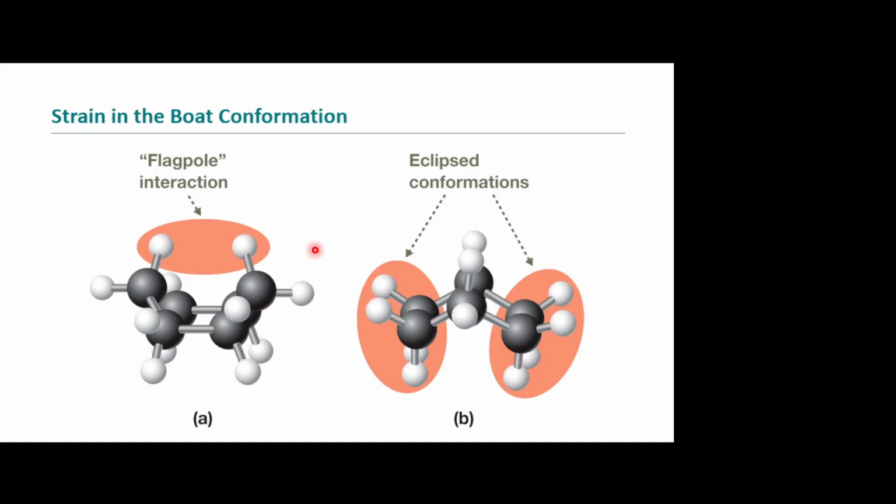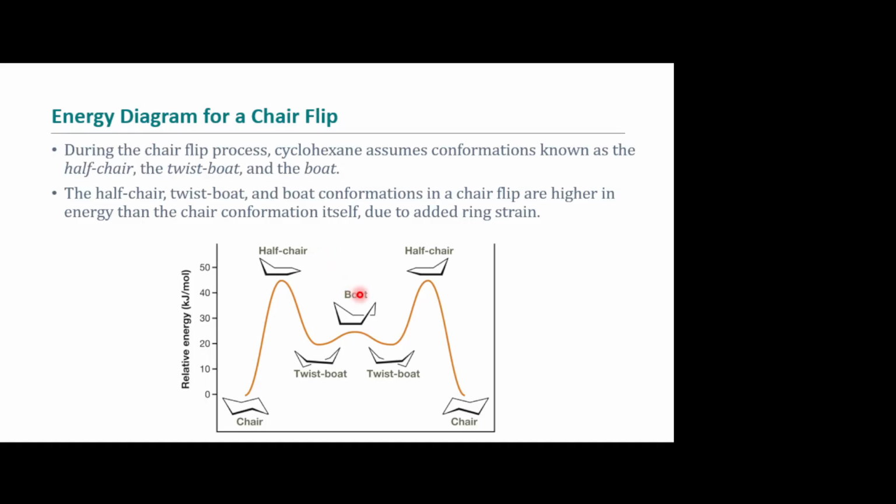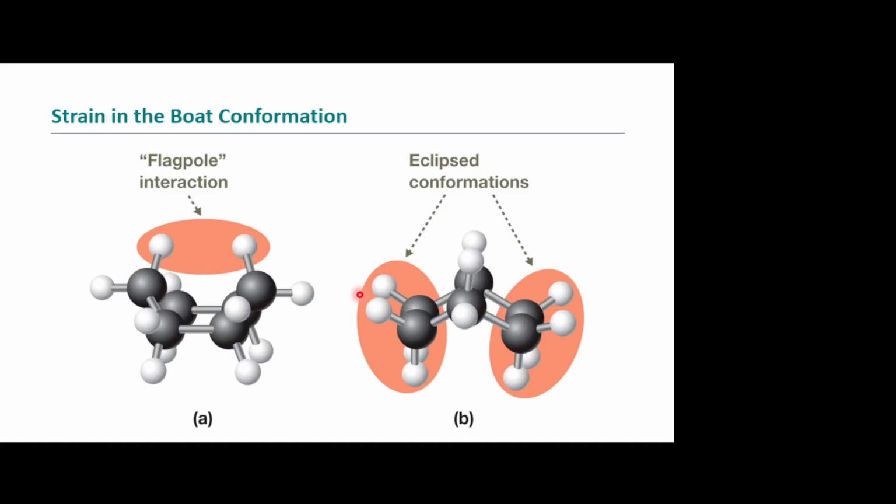Now, one of the reasons that we have that strain on that boat conformation is you may have noticed that we're bringing both these flaps up next to each other, right? And so the things jutting off those flaps, they're going to start interfering. Kind of like a real boat if you did that, right? You have the mast and they'd start hitting each other, right? And so you have the axial positions right here that are up above that ring. And they're going to start clipping each other. And this is called the flagpole interaction. Because literally it's like the flagpoles on a boat, right?